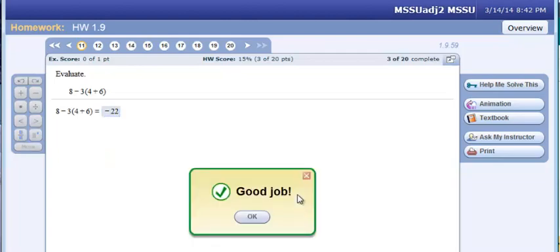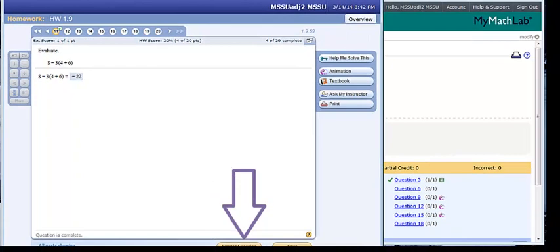If you get tripped up on one of your problems and you really have a hard time with it, you can do a similar exercise and it'll give you another problem that's very similar and you can work through it. There's also a help me solve this button over here on the right, and that is very nice because it'll walk you step by step through the problem, and that can give you some added help if you get stuck on one of your homework problems.